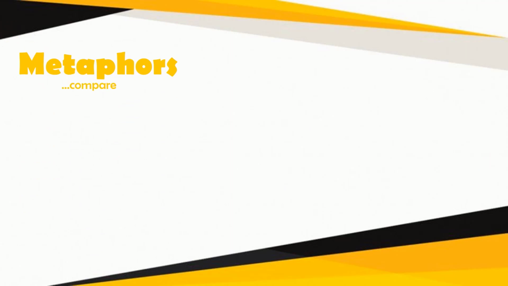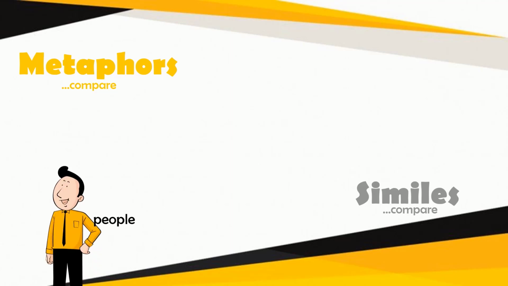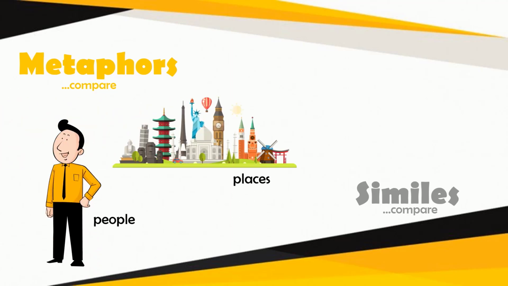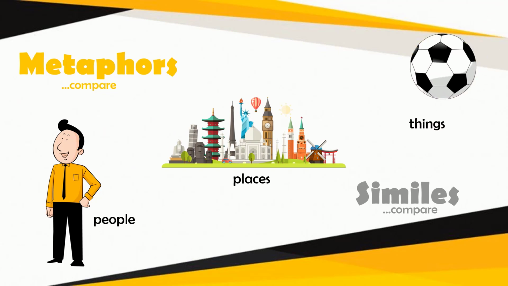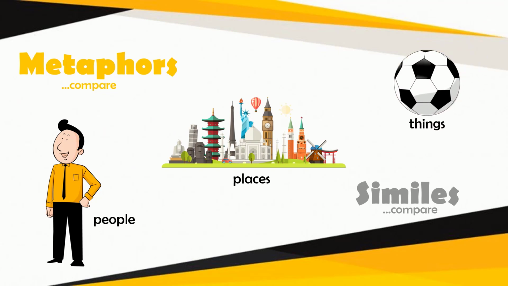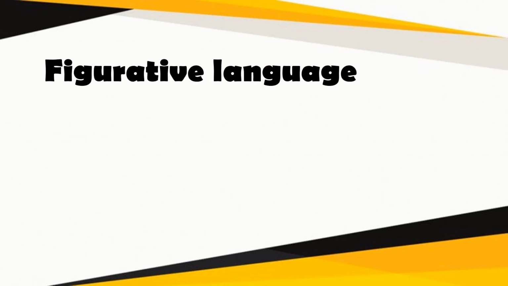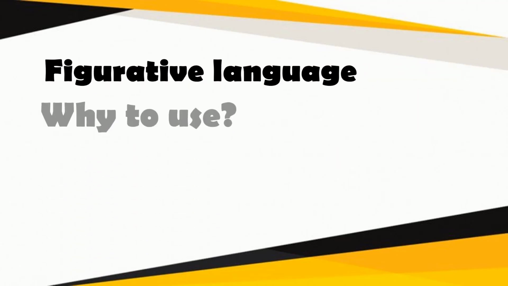When we talk about metaphors, this figure of speech is used to compare, and so is simile. They are used to compare people, places, and things. We compare people, places, and things using metaphors and similes. Then what is the difference? And why do we use figurative language? This we are going to see.